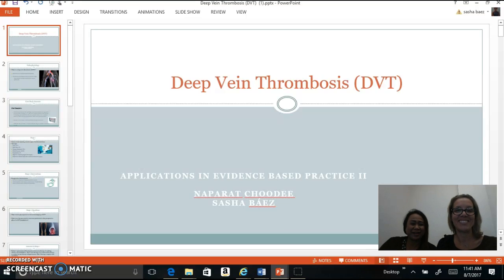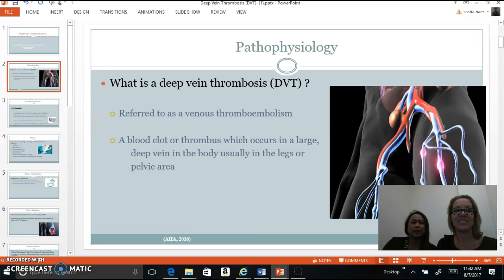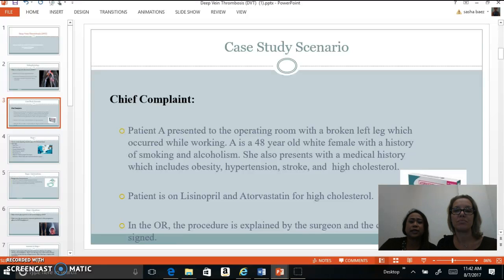We are talking about evidence-based practice about deep vein thrombosis. First of all, what is deep vein thrombosis or DVT? DVT, also referred to as venous thromboembolism, is a blood clot or thrombus which occurs in a large deep vein in the body, usually in the legs or pelvic area. Now, the case study that we're going to start today is a chief complaint.